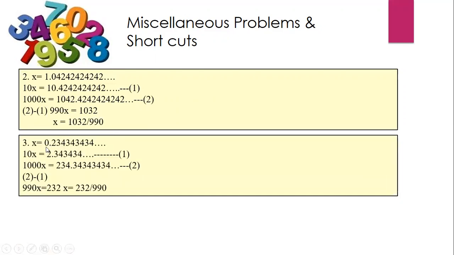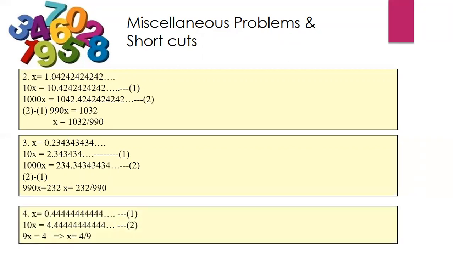Similarly, the same process. x is equal to 0.2343434. So our repetition occurs after this. First we'll take 10x is equal to 2.343434, and in the same way 1000x is equal to 234.343434. When we subtract 2 and 1, we'll get 990x is equal to 232, or x is equal to 232 by 990. The last question is pretty simple.